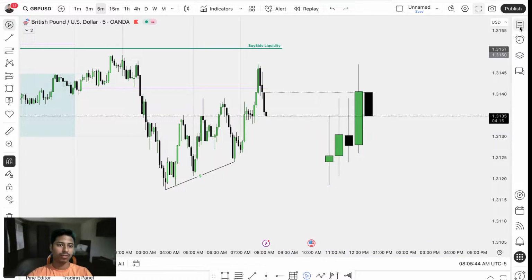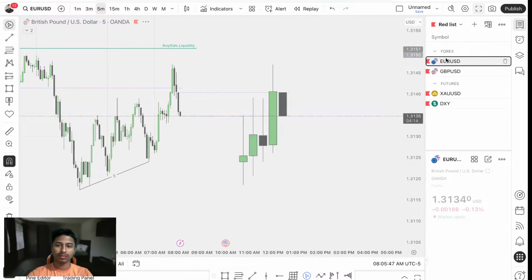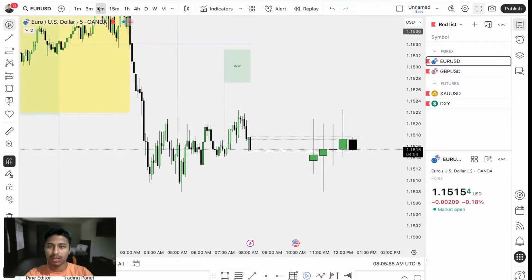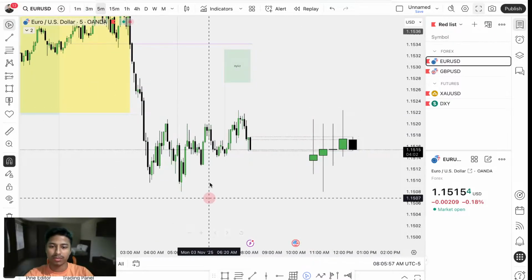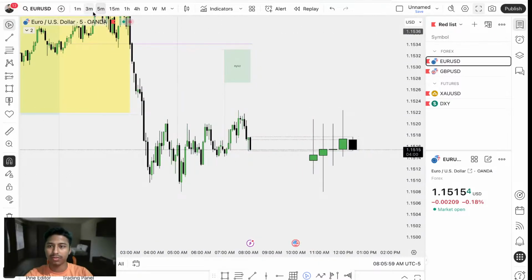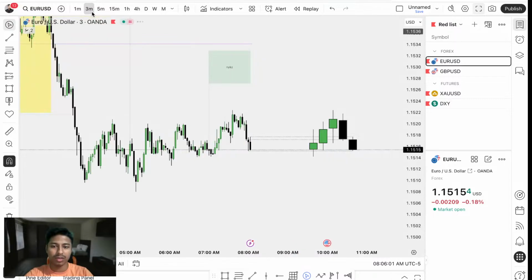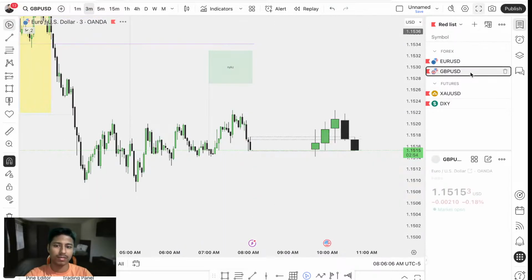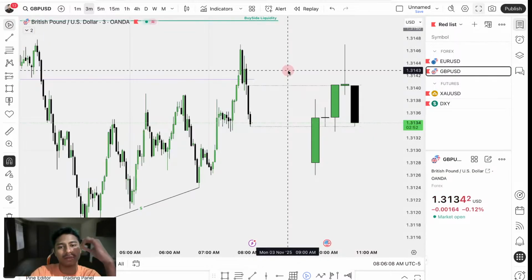Let me check Euro too. Euro is too bearish, but not a clean setup. That's why I'm actually looking for my setup on GBP.